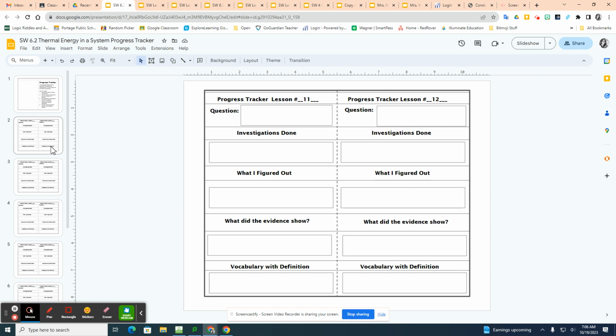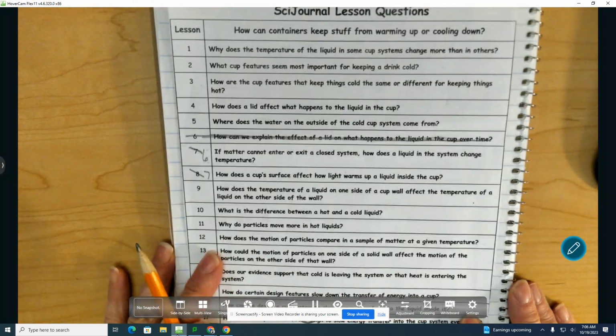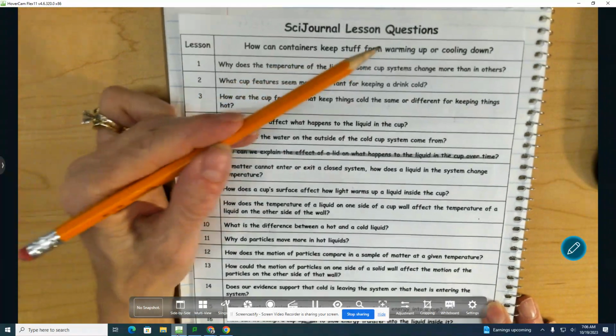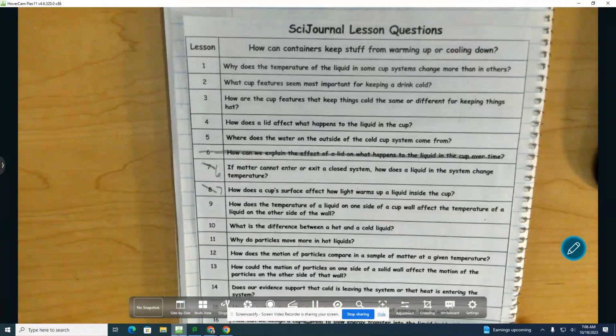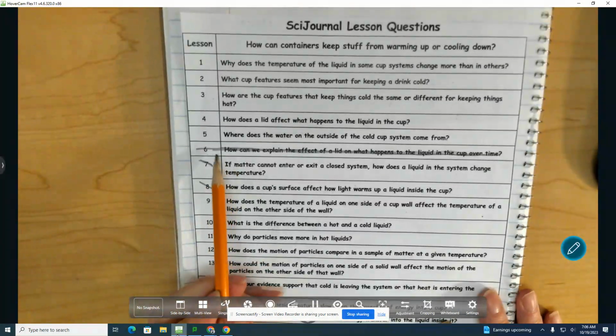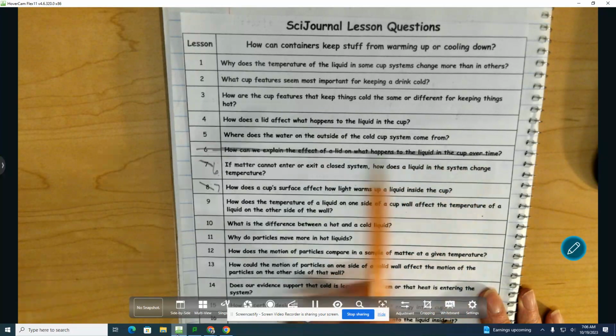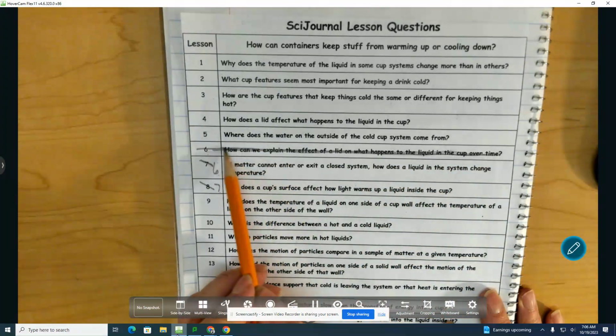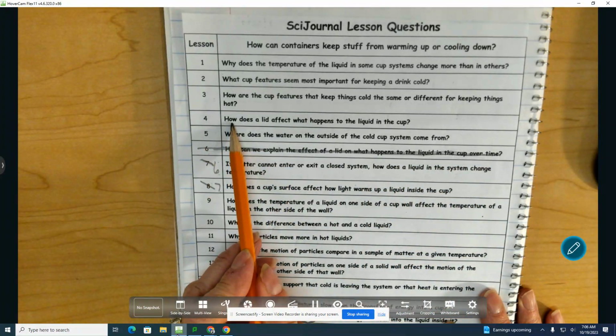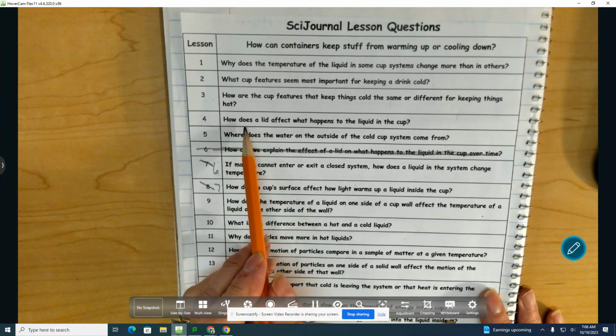With your journal, one thing that I'd like you to do, we did combine a couple of lessons. So I want you to take a look at these questions that are at the beginning of your journal. Flip over to these questions, and I want you to cross out question number 6 because we did that when we did question 4. So we kind of put those together.